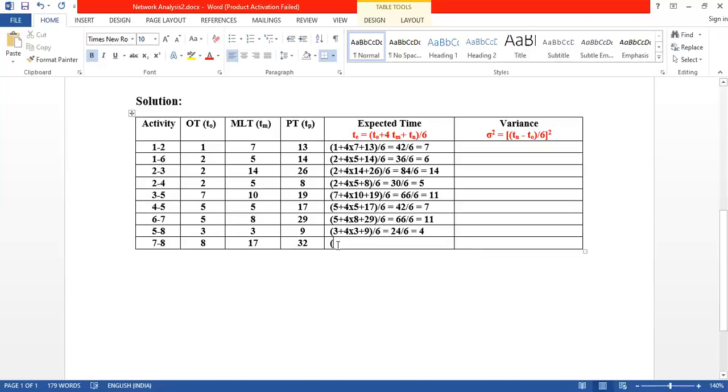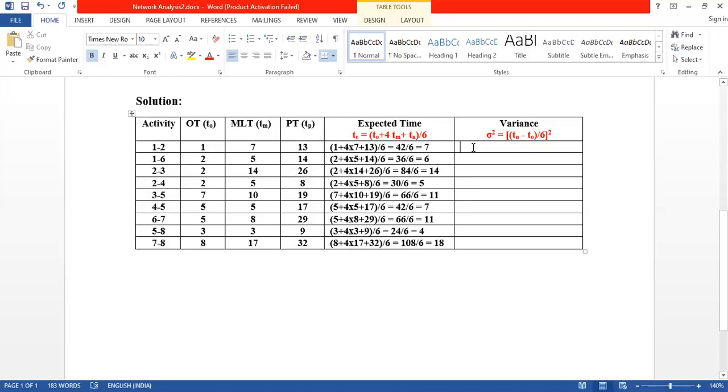Lastly, To is 8, plus 4 into 17, plus 32, divided by 6. Sorry, 4 into 17 is 68, plus 8 is 76, plus 32 is 108. 108 by 6 equals 18, right? So this is our expected time. In our earlier questions, we had given this time value only instead of these values, right?